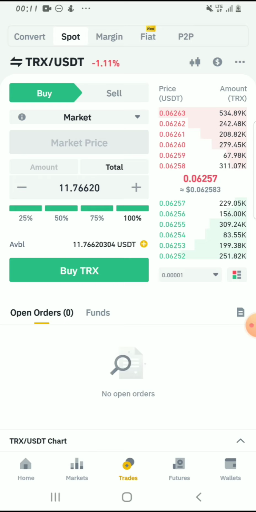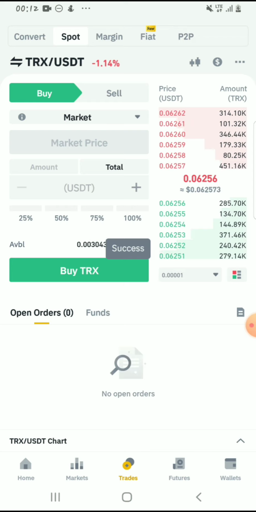If I chose to buy with only 25% of my $11.766, that would be just $2.90, so I'm going to buy with 100%. Why? Because on Binance spot you can't buy with an amount below 10 USDT. So we are going to do this now. You can look at the price. I'll just click on buy TRX, and the order completes immediately.